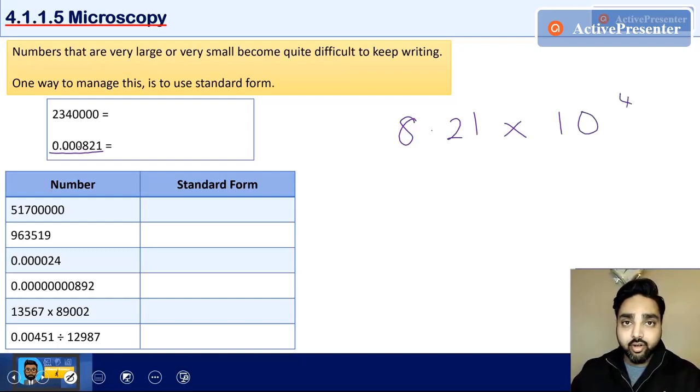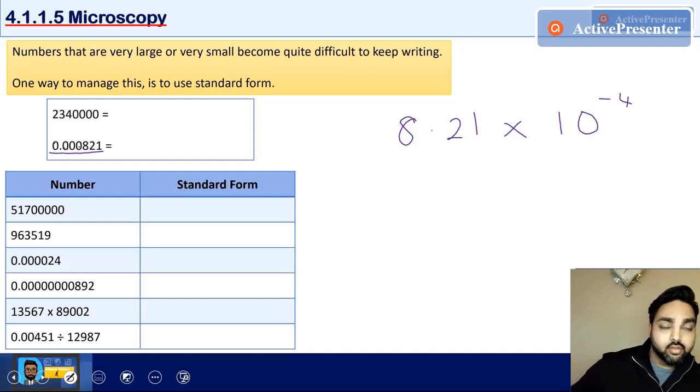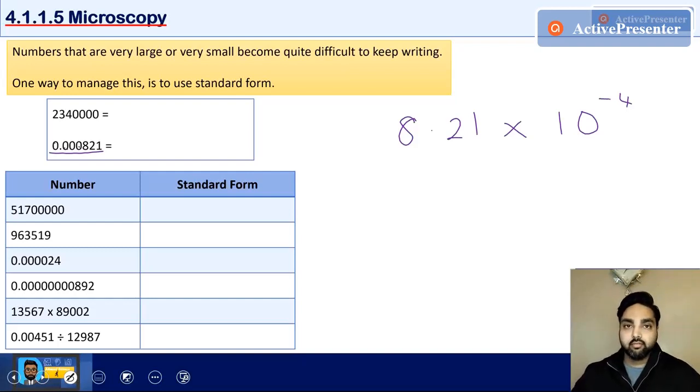But I have to be really careful. The reason I have to be really careful is because if I just did 8.21 times 10 to the power of 4, that's going to be 82,100. That's not what I'm after. That's not the number that's written down on the screen in front of you. Actually, I need to do 8.21 times 10 to the power of minus 4, and that means that it goes down in number place value.